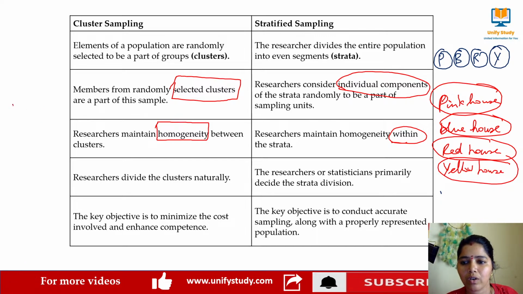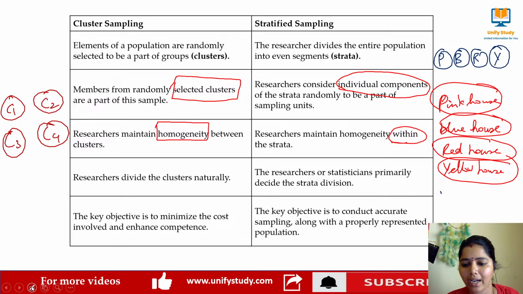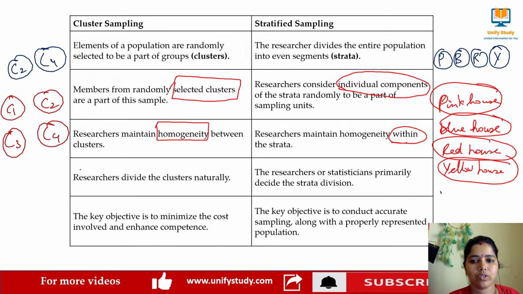Similarly, when I go to cluster, what do I have? I have cluster 1, cluster 2, cluster 3, cluster 4, and I select cluster 2 and cluster 4 for my research. So here the cluster is being selected. Here, from each house I am selecting one person. Individual components are being selected.